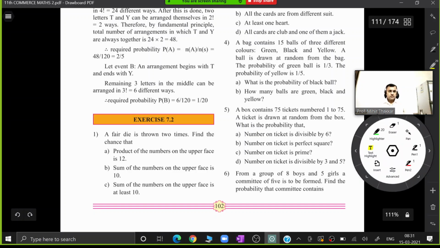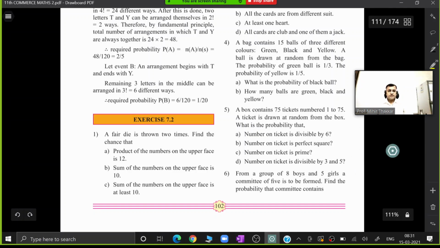Now the question number 1 over here says that a fair die is thrown 2 times. We have to find the chance that the product of the numbers on the upper face is 12. Now when I know that the fair die is thrown for 2 times, my sample space n of S will be consisting of 36 outcomes like we have written in the first lecture.